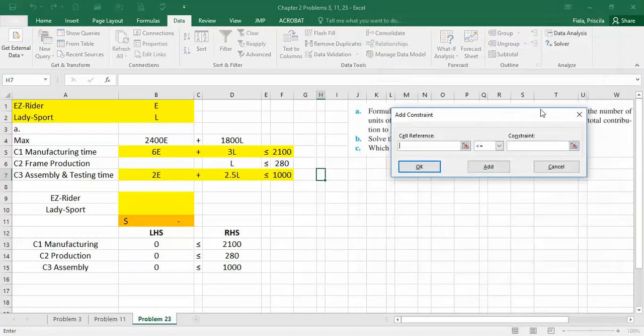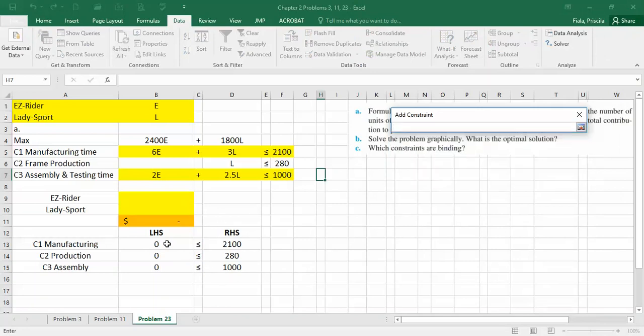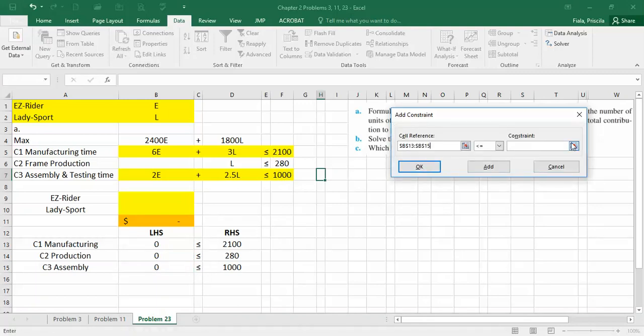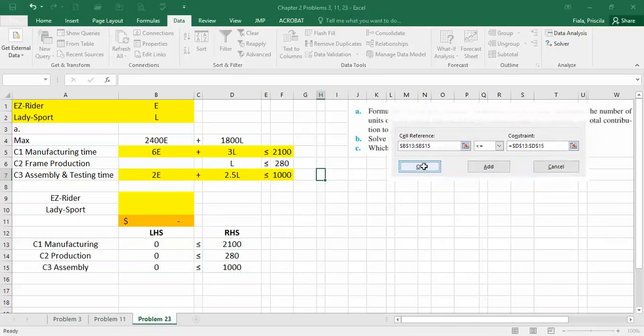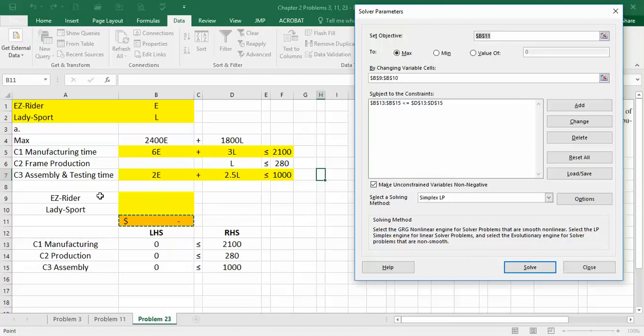My constraints we're going to add. Again, like I said, since these all have the same inequality sign, what you could do is select all three for the left hand side, and they all have to be less or equal to the respective right hand side. And then you do OK. Another thing you could have put in here is that E and L have to be higher or equal than 0. But right here we also have them all constrained, unconstrained variables non-negative. So it should work just fine. And again, we're going to be always using simplex LP.